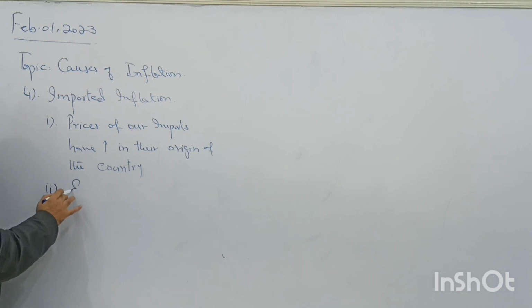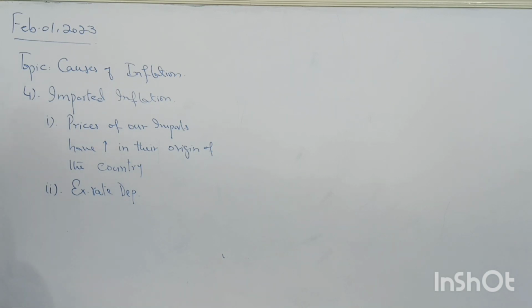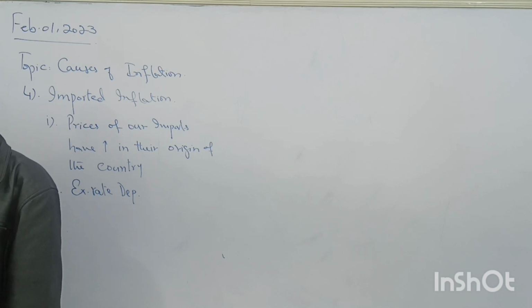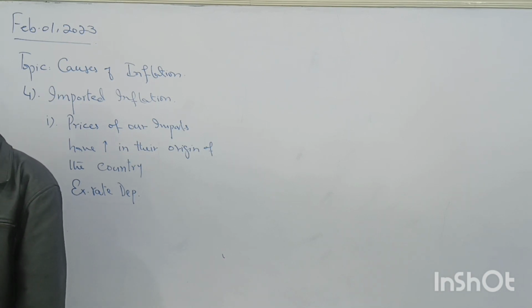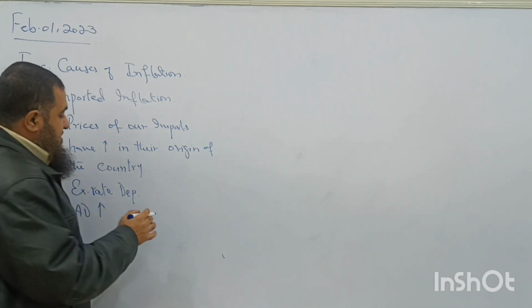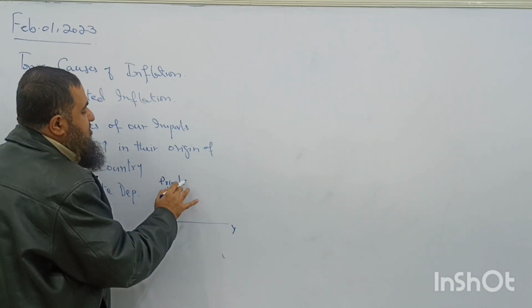Second reason, exchange rate depreciation. When our currency becomes weaker against other countries' currencies, what happens? For example, the rupee is depreciating nowadays, so the dollar is appreciating. So American people will think that Pakistani goods have lower prices in terms of their currency. So when their currency is appreciating, aggregate demand for our exports will increase. So it causes an increase in export level.